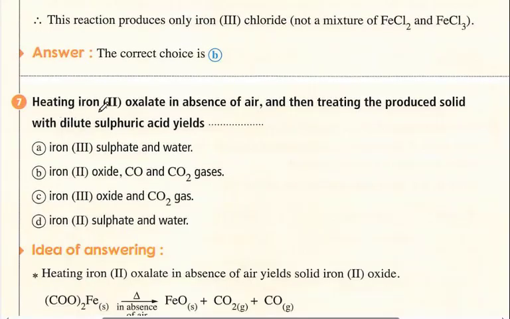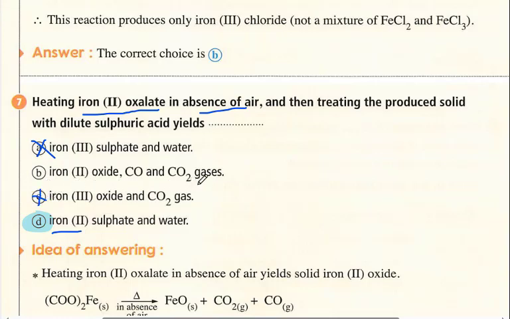Another example: heating iron 2 oxalate in the absence of air and then treating the produced solid with dilute sulfuric acid yields what? This is iron 2 oxalate. Iron 2 oxalate in the absence of air forms ferrous oxide, FeO, iron 2 oxide. Iron 2 oxide can produce only iron 2 sulfate with dilute acids. So this is the correct answer here. It will not produce iron 3. So these both are not correct. Okay.